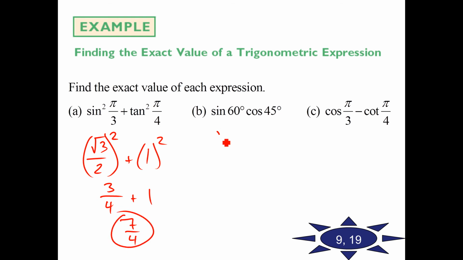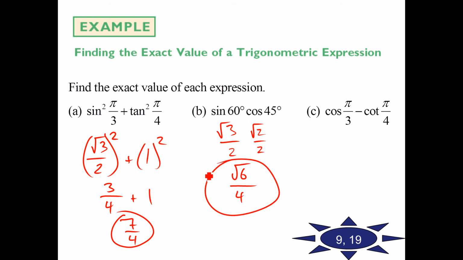Sine of 60, again, is root 3 over 2. Cosine of 45 is root 2 over 2. Just grabbing those from the formulas. You'll start to memorize these fairly quickly. That gives root 6 over 4. And lastly, cosine of pi over 3, that's a half. The cotangent of pi over 4 is the flip of the tangent of pi over 4, which is 1. A half minus 1 is negative a half. All right, try problems 9 and 19.